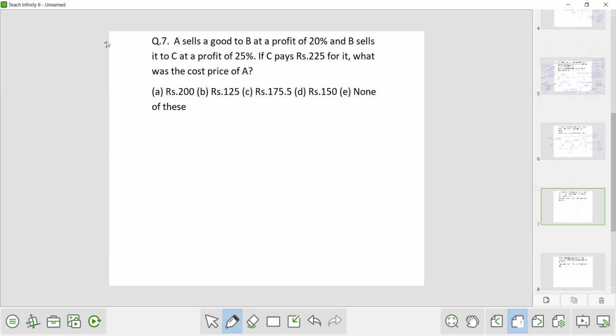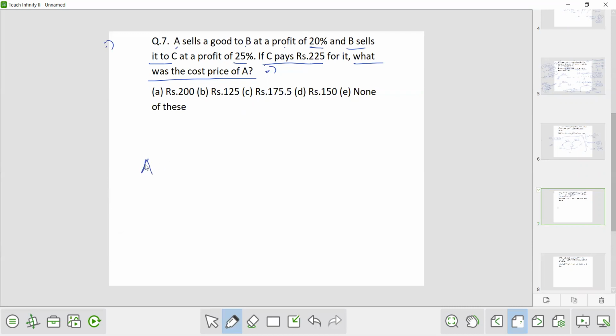Now question number 7. A sells a good to B at a profit of 20% and B sells it to C at a profit of 25%. If C pays rupees 225 for it, what was the cost price of A? So we have to solve this question. Here also the equivalent change formula will apply. First of all, we will find the total equivalent change. Then the final price which C is paying is given. So we have to find at what price A sold.